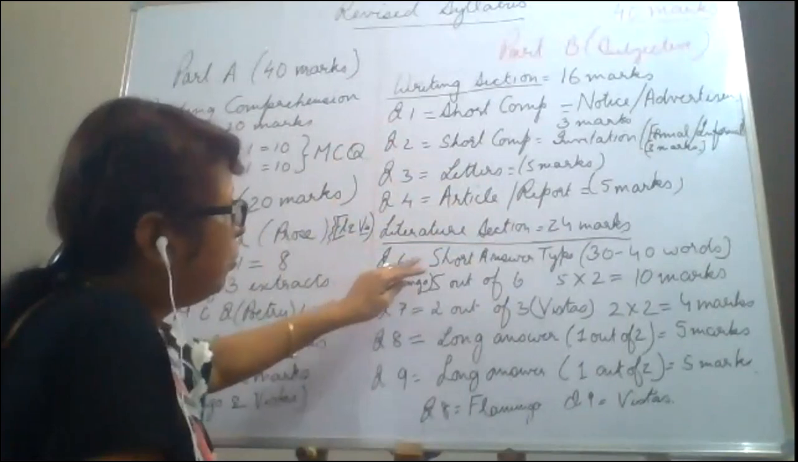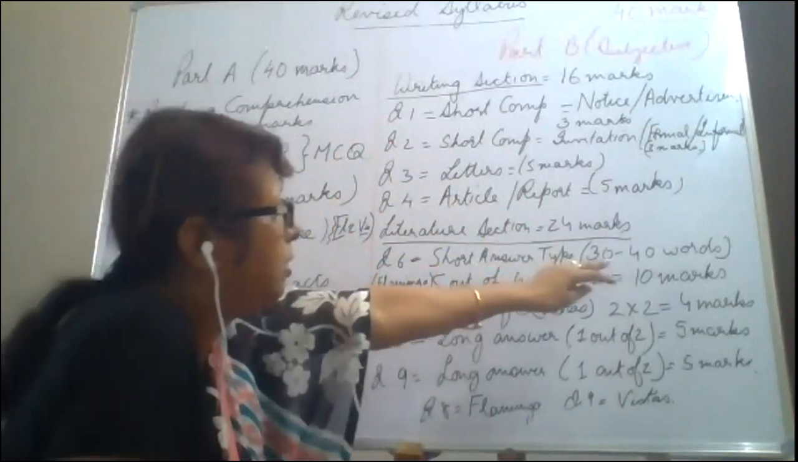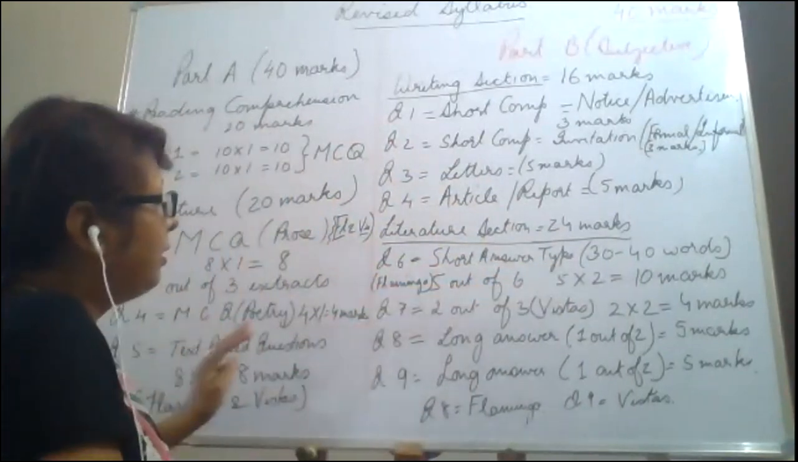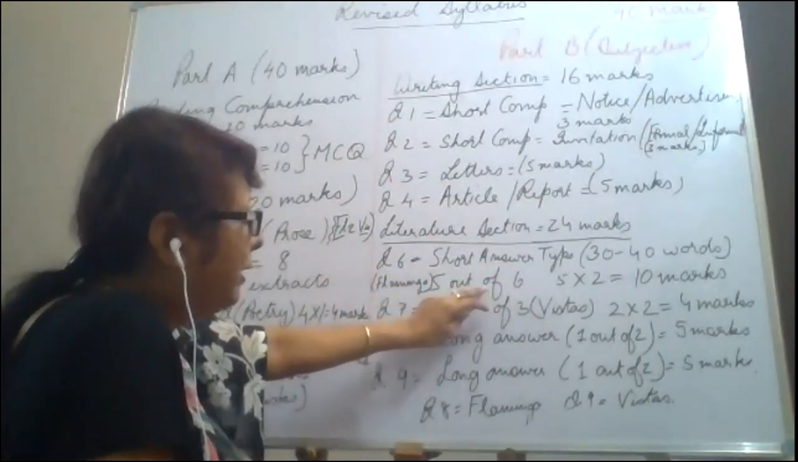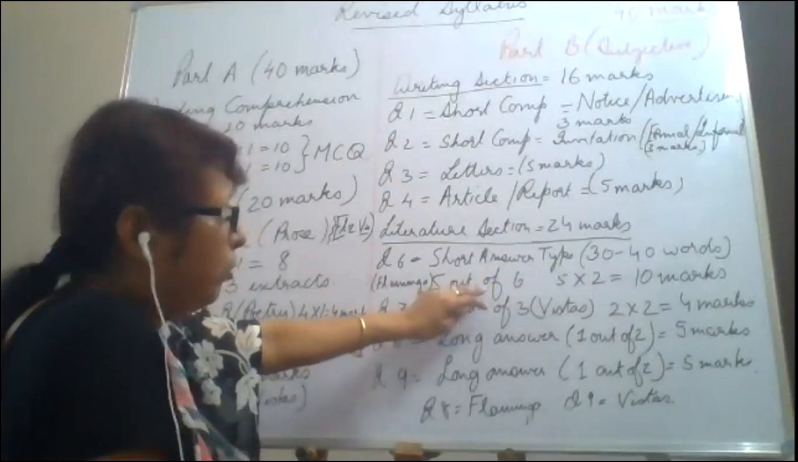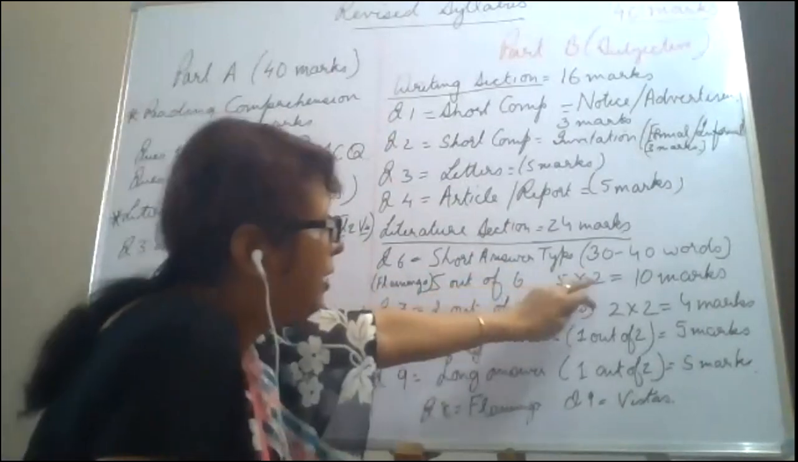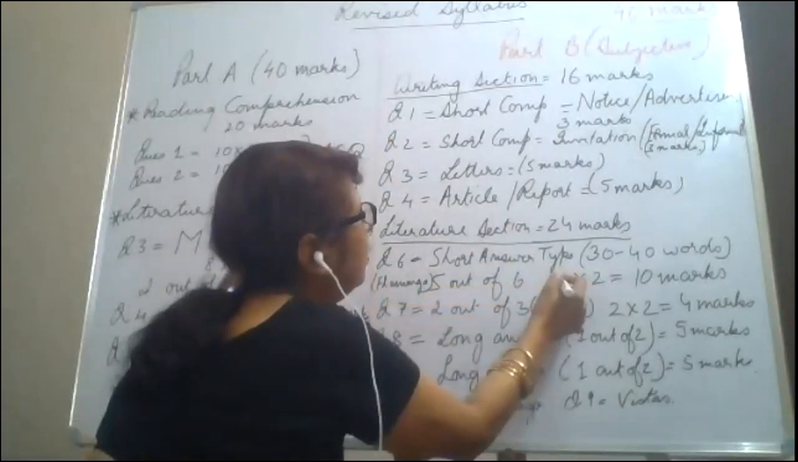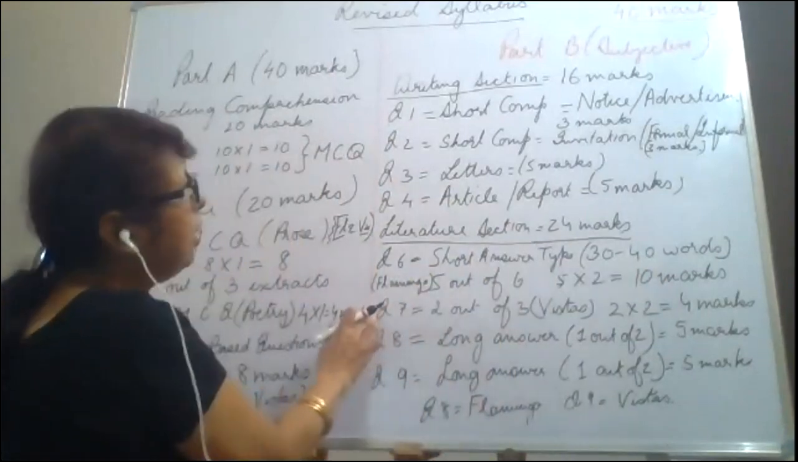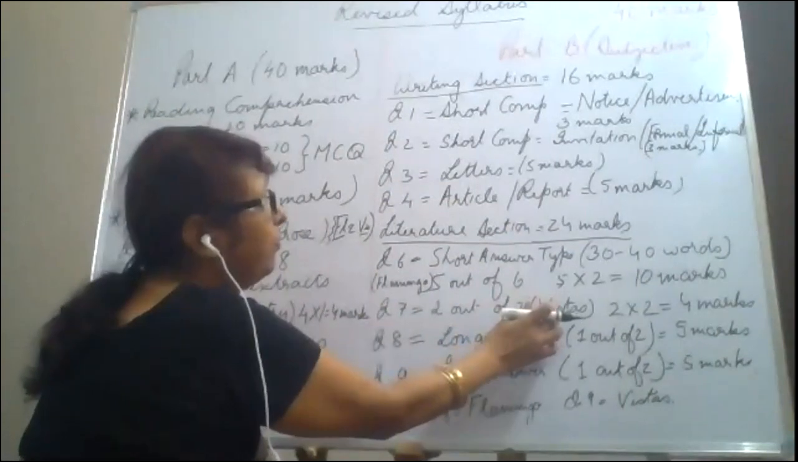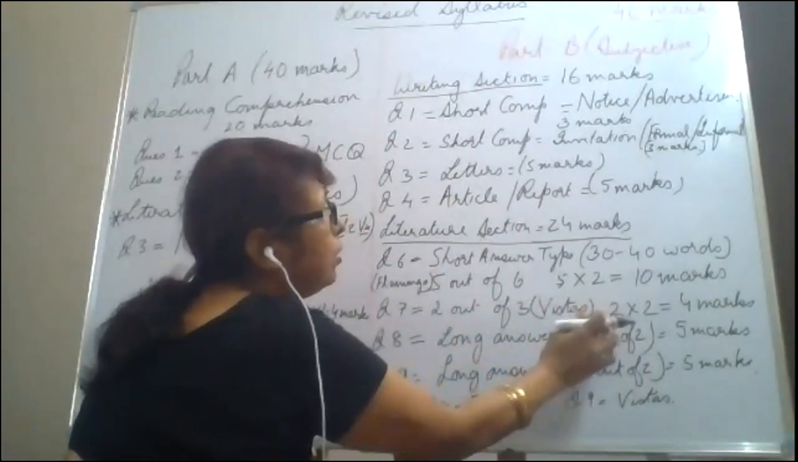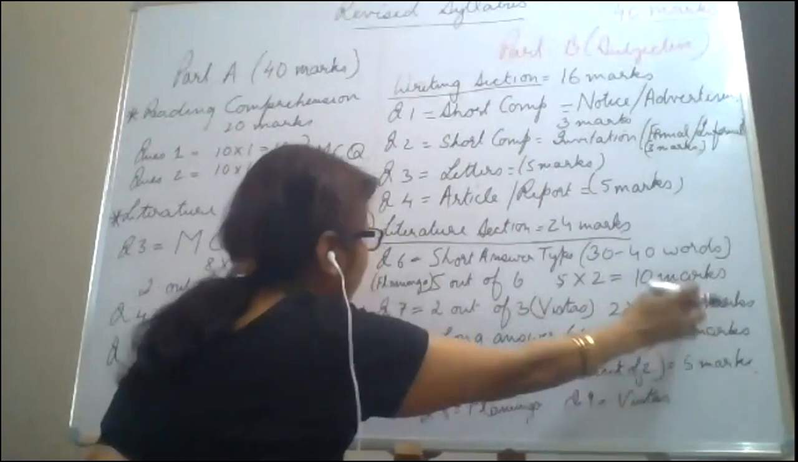Question number 6, you are getting short answer type questions. 30 to 40 words will be the word limit, and you will be getting them from the book Flamingo. 6 questions will be there on your question paper, out of which you have to attempt 5, 2 marks each, 5 into 2, so it will be of 10 marks. Question number 7, again 2 out of 3. This will be from the Vistas. So 2 questions, 2 into 2 marks each, 4 marks.